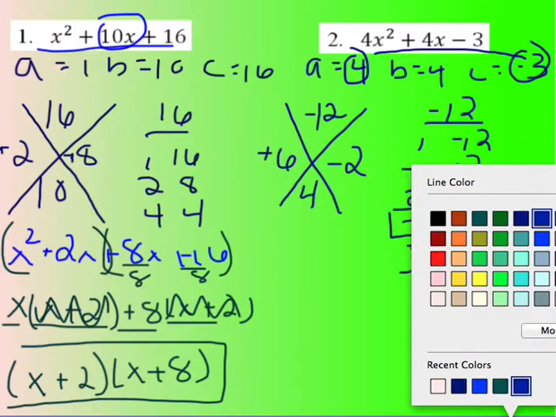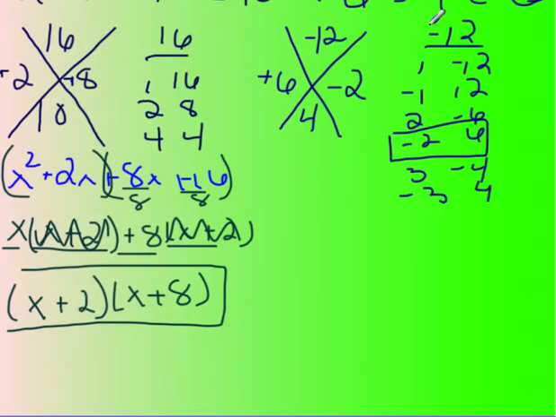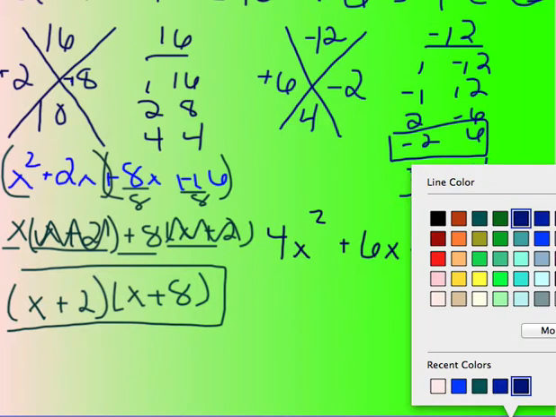So now what I'm going to do is use that to split up my 4x. So my first term is going to stay the same, so I still have 4x squared. Now instead of writing 4x, I'm going to write that as 6x minus 2x, and then again that last term is going to stay the same as minus 3. So now I can go ahead and factor these by grouping.